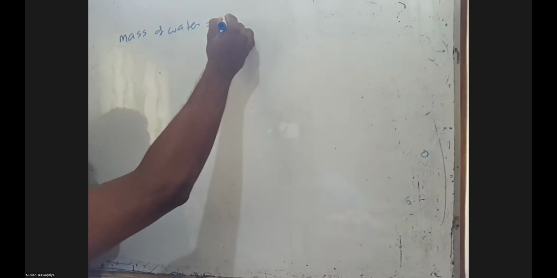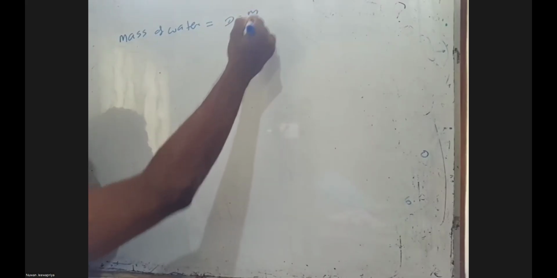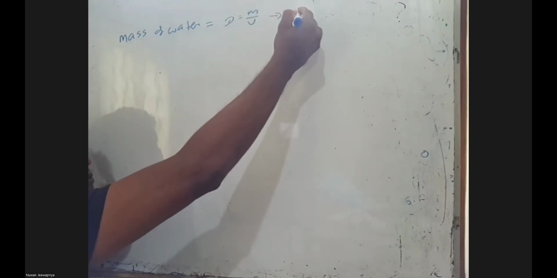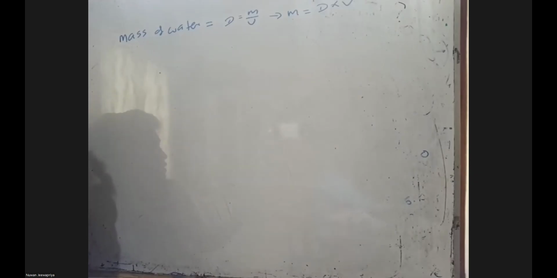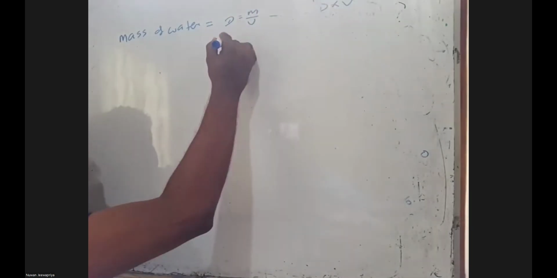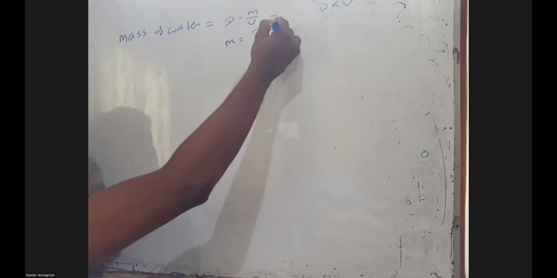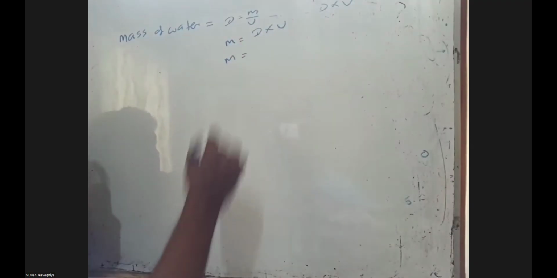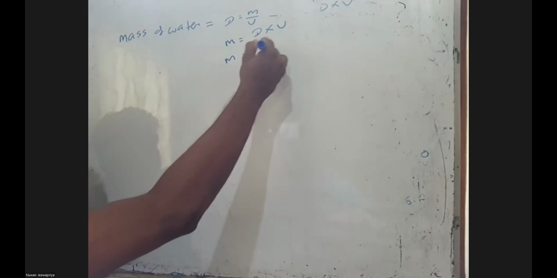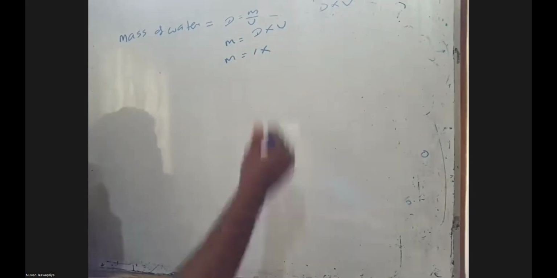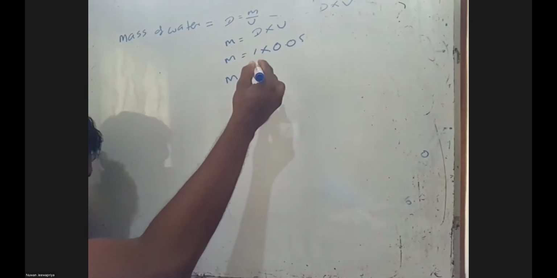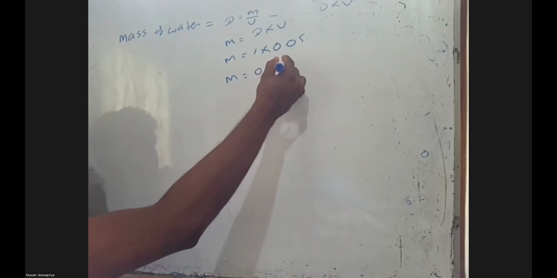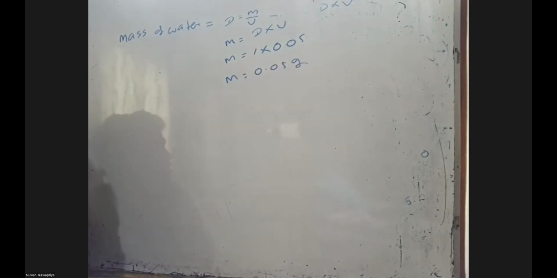Right, you know the density is equal mass over volume. So then we can say mass is equal density into volume. What is the density of water? A density of water is 1. Volume is also given. Volume is how much? 0.05. So then we can find the mass, 0.05 grams of water. So I know the mass of water.